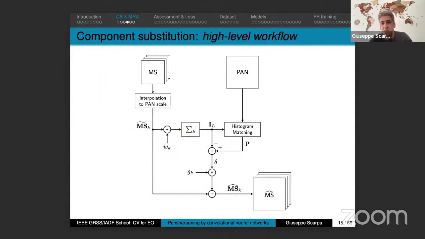Here you can see an essential top-level flowchart. Of course, we have discussed the basic principles, but in practical implementations, the substitution must be carried out with care, preserving, for example, the MS statistics. That's why we see a histogram matching step here.